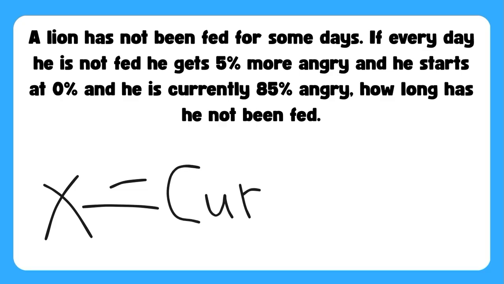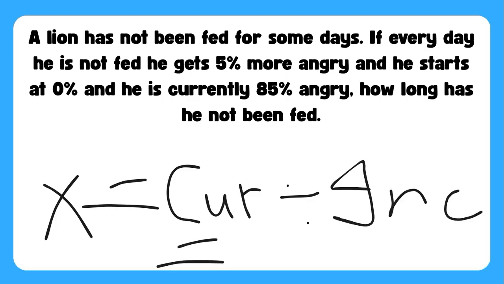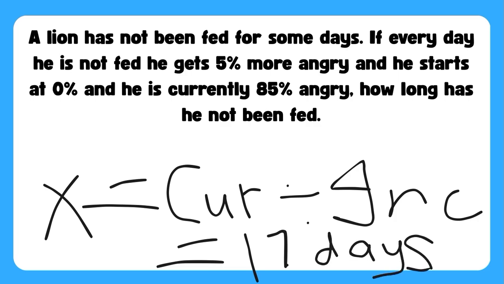So using this info, we can just put x is equal to current anger. You can fit that somehow. I'm just going to put current divided by increase, so inc. And if you divide 85 by 5, you're going to get 17. Sorry, not 19, you're going to get 17. Yeah, that's the right answer. So 17 days is the answer. You have to put how long he has not been fed. You can't just put 17, you have to put the days also. So 17 days is the answer for this.